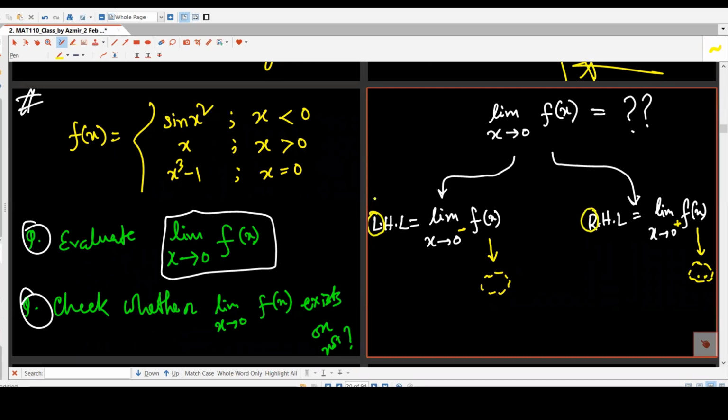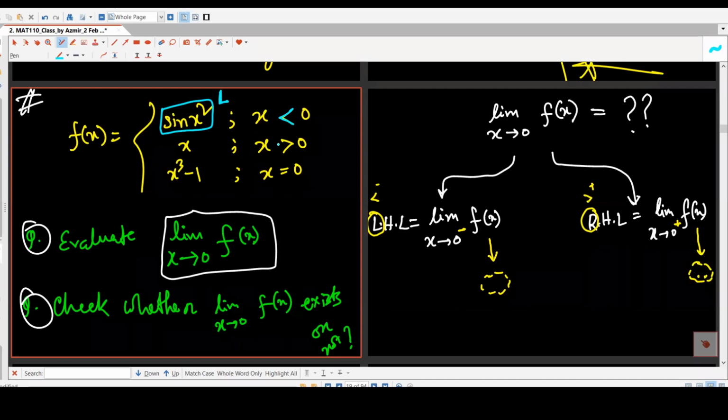Leftward means, always remember, less than or minus. Rightward means greater than or plus. We have three functions: sine x squared, x, and x cubed minus 1. Which function will be leftward? We can see x less than 0 is given, so the corresponding function, sine x squared, will be the leftward function. Here x greater than 0 is given, so this function will be the rightward function.